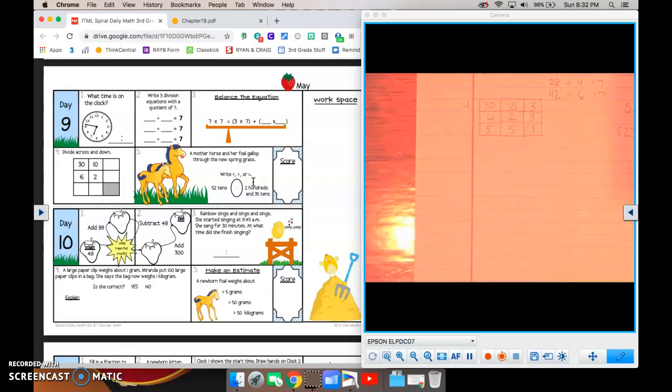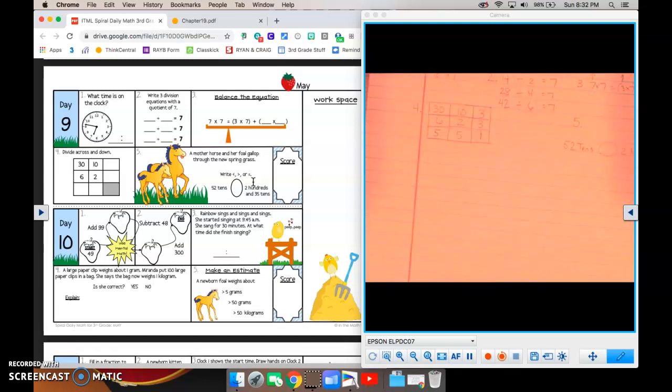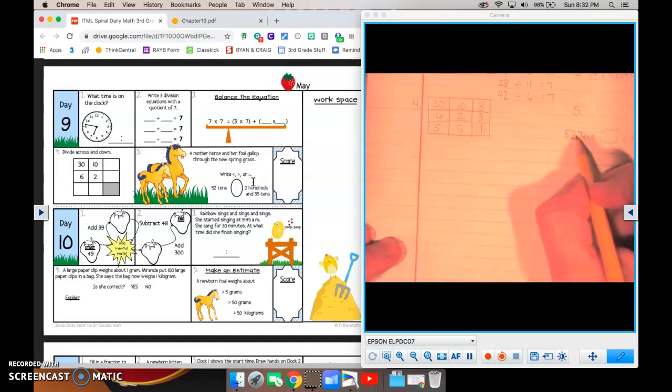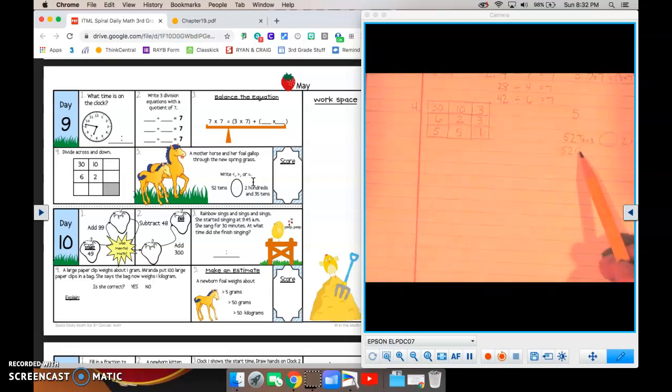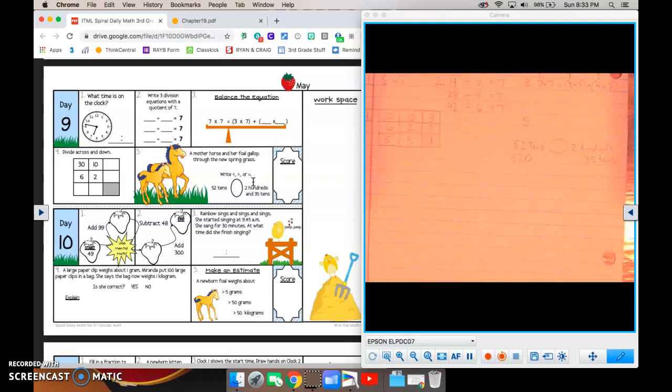All right, number 5. Here we go. A mother horse and her foal gallop through the new spring grass. Write less than, greater than, or equal to. On this side, we have 52 tens. So 52 tens is equal to 520. The tens is like putting a 0 at the end, right? So we have 520 on this side.